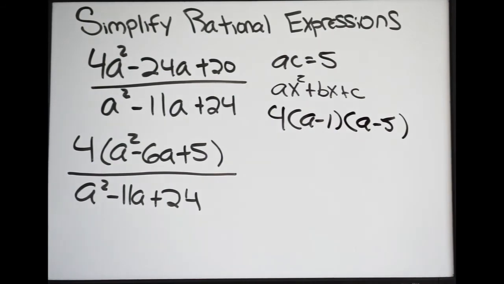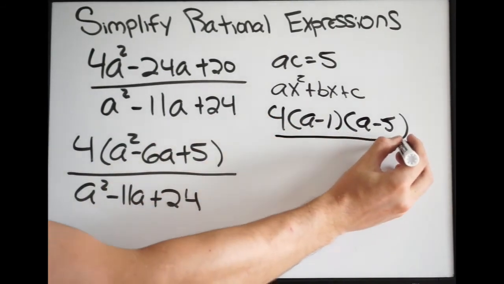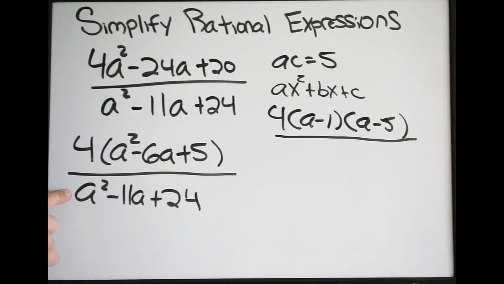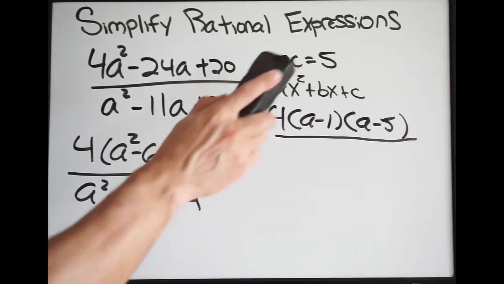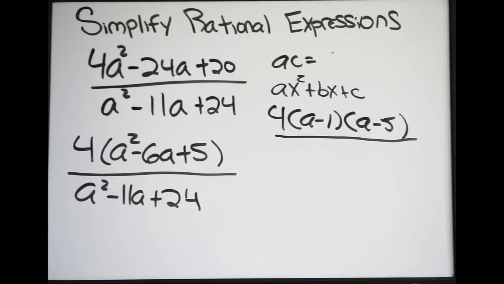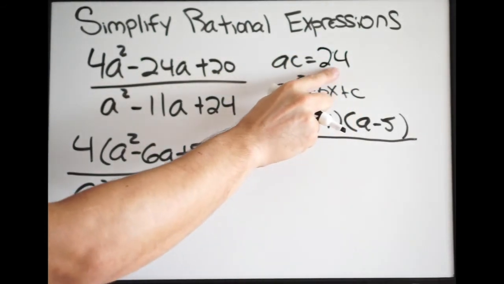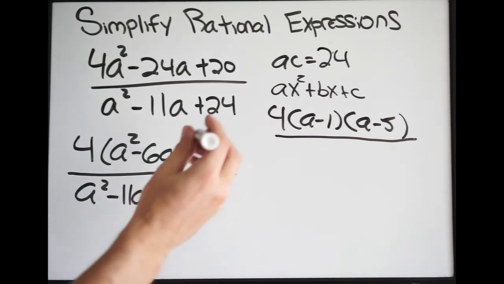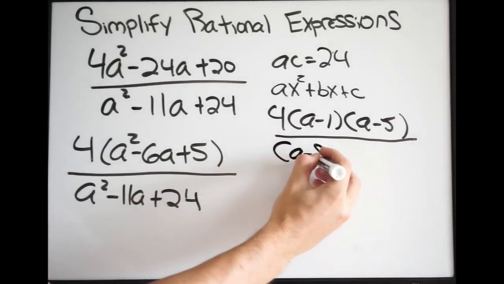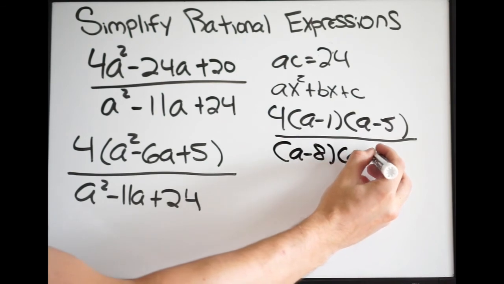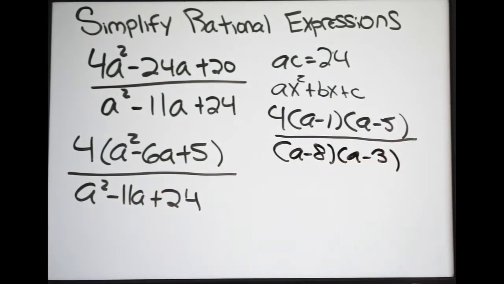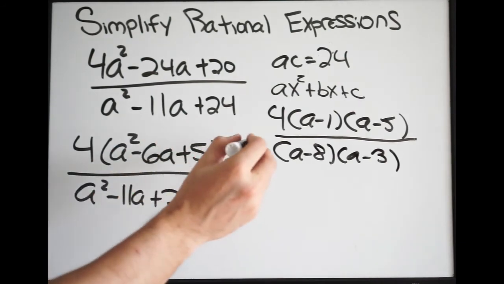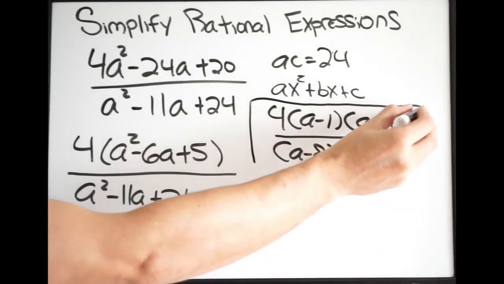Okay? Let's do the same thing on the denominator. So working on the denominator, we know that a is 1, c is 24. So when I multiply those two numbers, I now get 24. So what two numbers when I multiply will give me 24, but add up to negative 11? Well, that's going to be negative 8 and negative 3, right? So rewriting this, we get a minus 8 times a minus 3. Okay? And notice none of our factors cancel out, so this here is going to be our final answer.